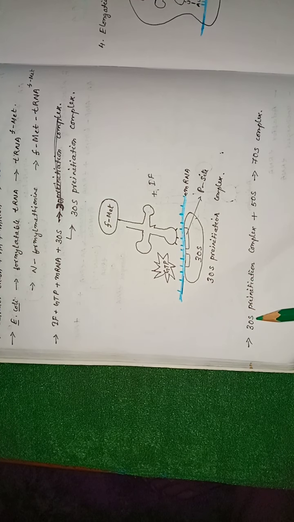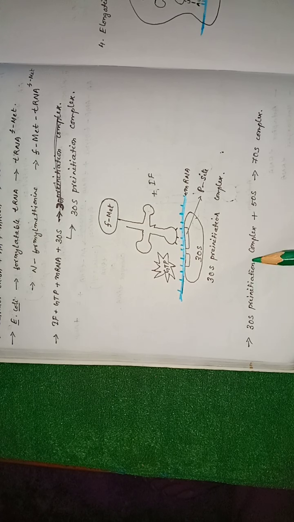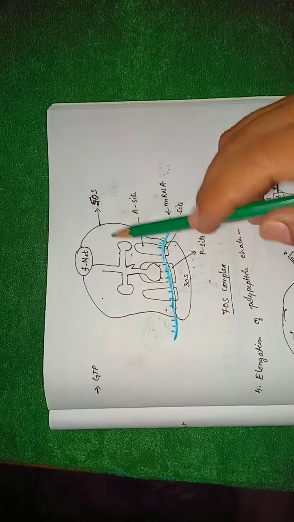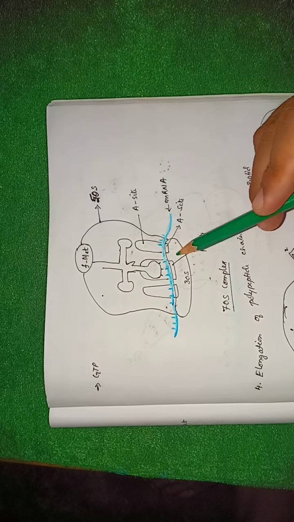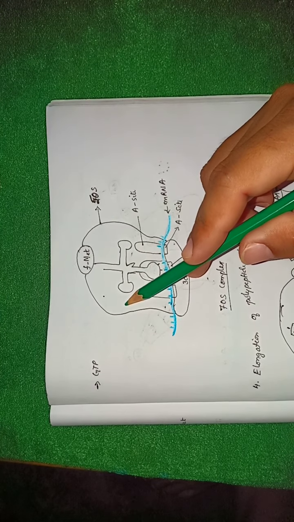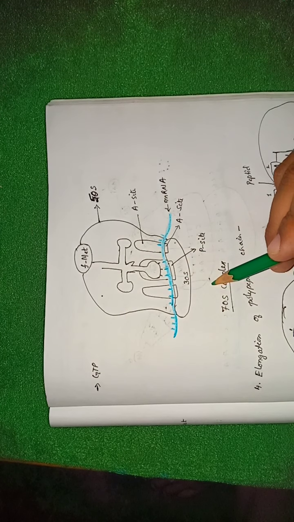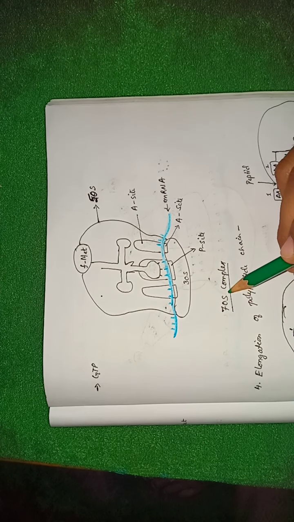Now this 30S pre-initiation complex that is formed joins with the larger subunit of the ribosome, that is 50S, and they generate the complete 70S complex ribosome. This is the 50S, this is the 30S. So joining of this 50S large subunit with the smaller subunit 30S forms a complex 70S ribosome.